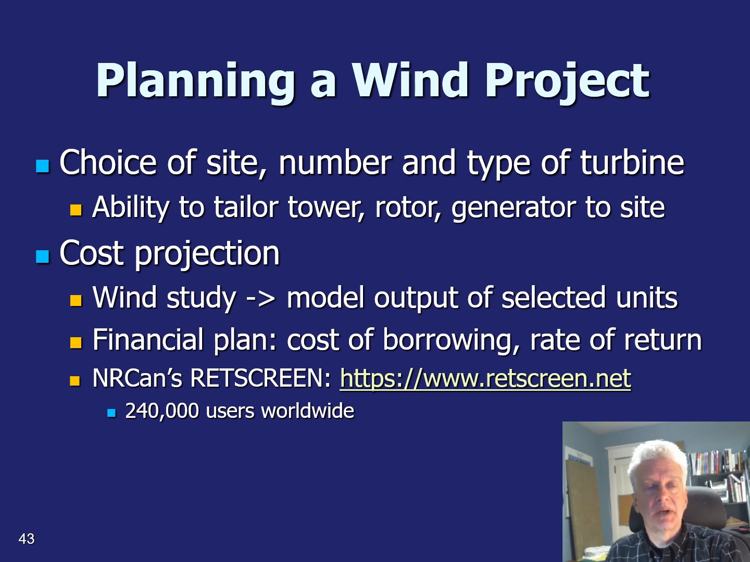Then you also need to make a financial plan. That's the biggest input there, is the cost of borrowing and what rate of return you have to make on your capital. There's a really good Canadian software source. It's free to the public. It's known as RETScreen, has 250,000 users worldwide, and it covers a number of sources, not only wind. It also looks at energy efficiency for buildings. It's quite comprehensive. It's worth a look.